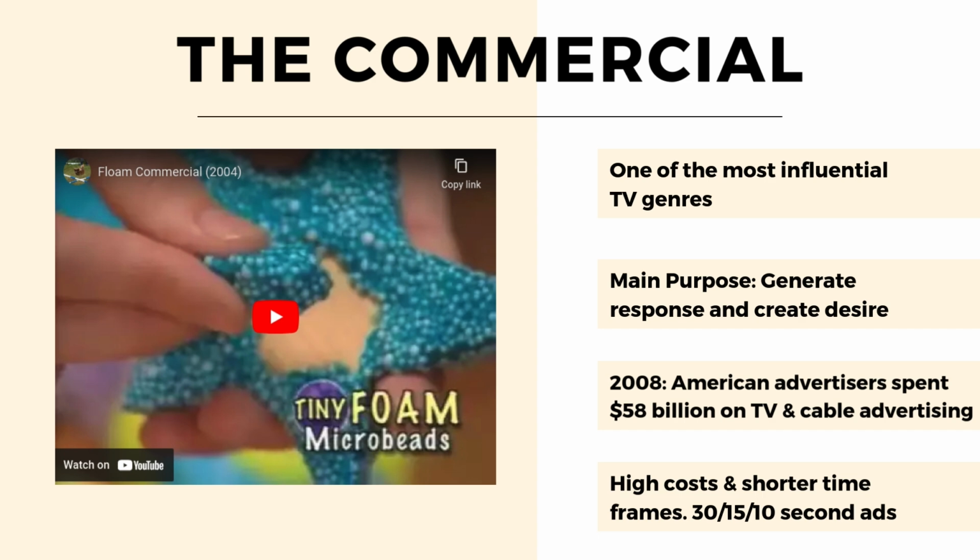And because of these high costs, they have shorter time frames. This is because since they cost so much to make, advertisers do not want to spend so much money on longer commercials, and so they're making them in a shorter amount of time. So commercials have to sell their product, have to tell their story in around 30 seconds. Some of the shortest commercials can be 15 to 10 seconds.